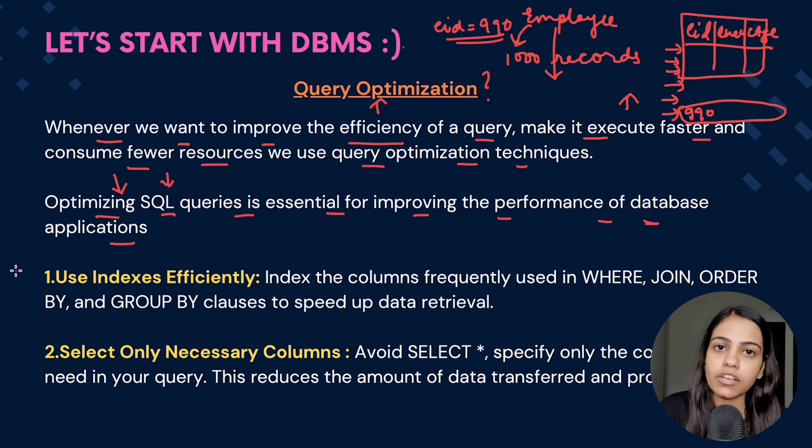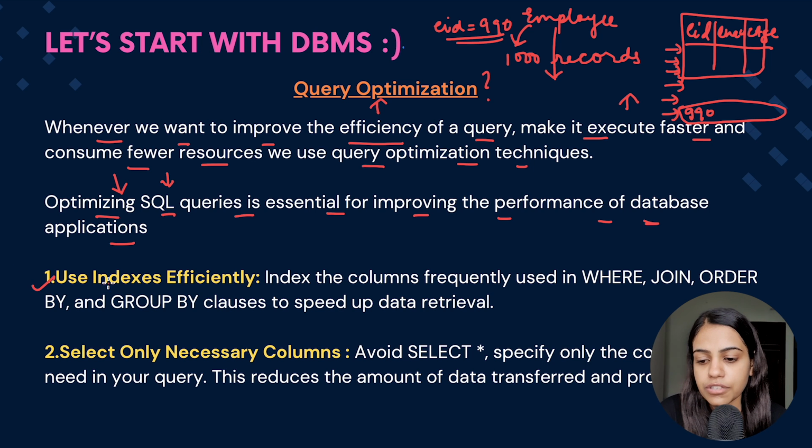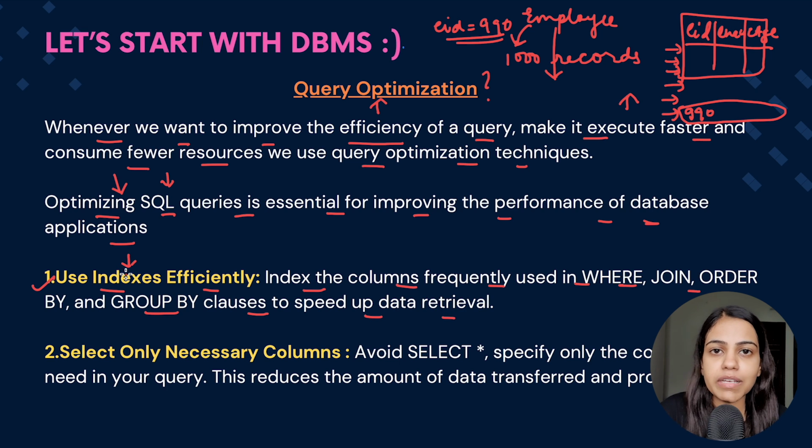So let's see what are the common techniques which we use. The first one is use indexes efficiently. Index the columns frequently used in WHERE, JOIN, ORDER BY, GROUP BY clauses to speed up the data retrieval. Now what is this indexing? Indexing is basically a technique in which we lower the number of disk accesses which were being used earlier. So it lowers the number of disk accesses, because of which the queries give us the result in a faster duration of time.